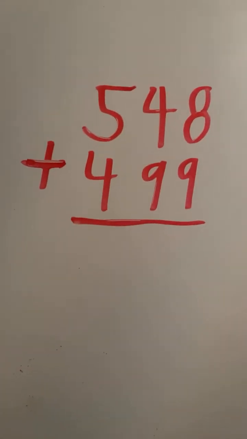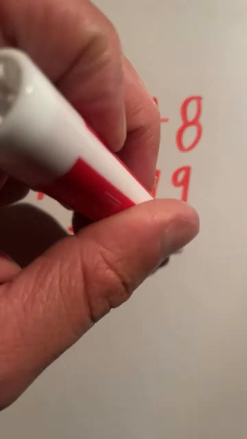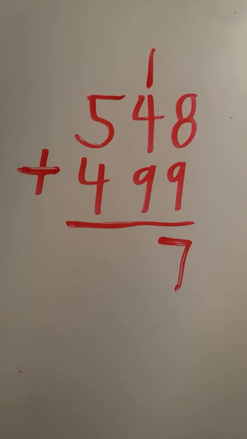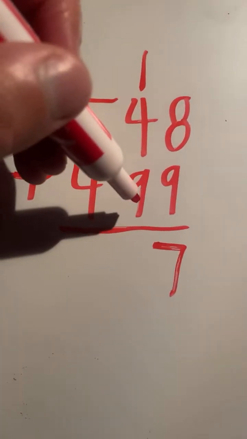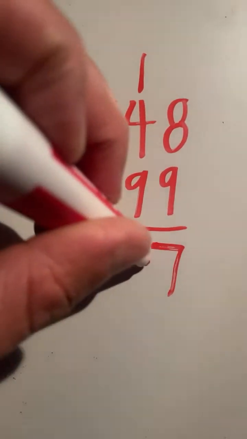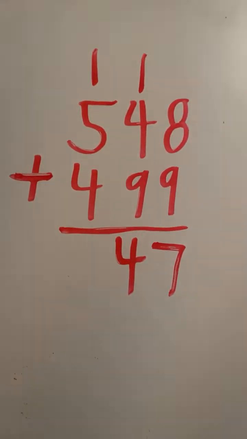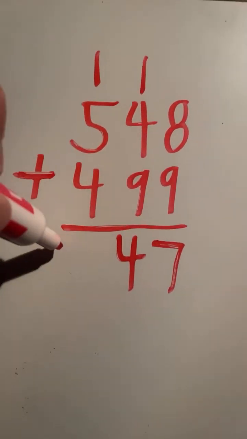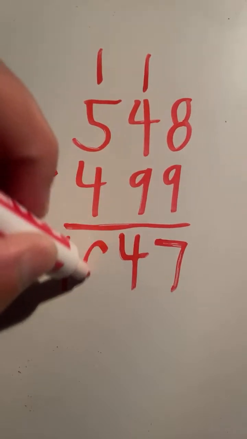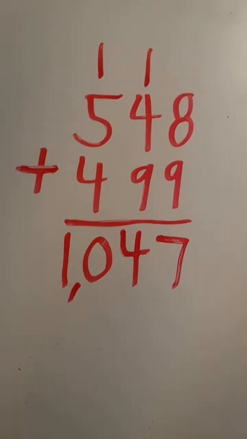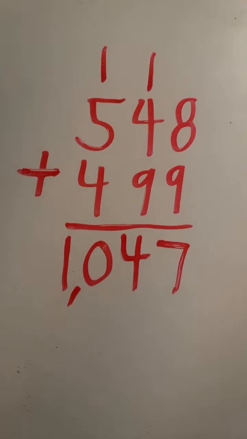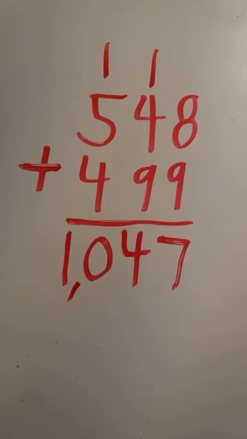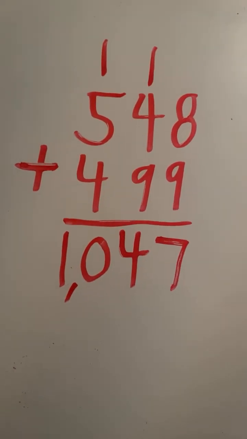So we start in the ones place. 8 plus 9 equals 17. 7, carry the 1. 4 plus 9 equals 13. Plus 1 equals 14. 4, carry the 1. 5 plus 4 equals 9. Plus 1 equals 10. And we have our final answer, 548 plus 499 equals 1,047.